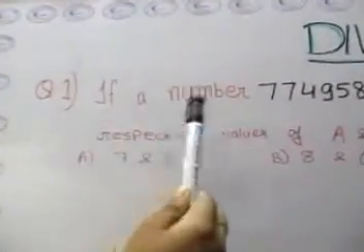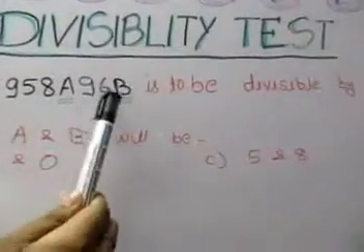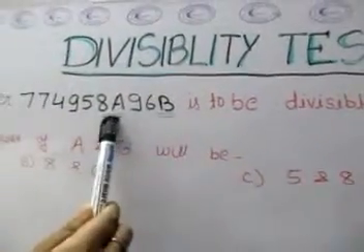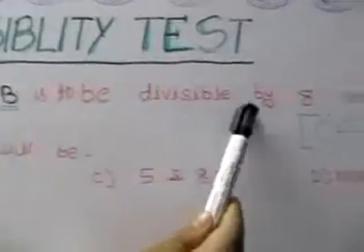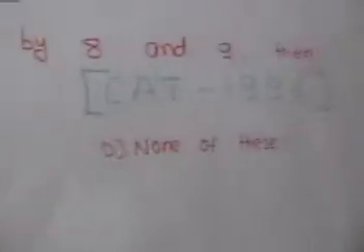Now let us discuss an example of a divisibility test question that was asked in CAT 1996. The question is, if a number 774958A96B, where A and B both are digits from 0 to 9, is to be divisible by 8 and 9, then the respective values of A and B will be. There are four options given. This was asked in CAT 1996.